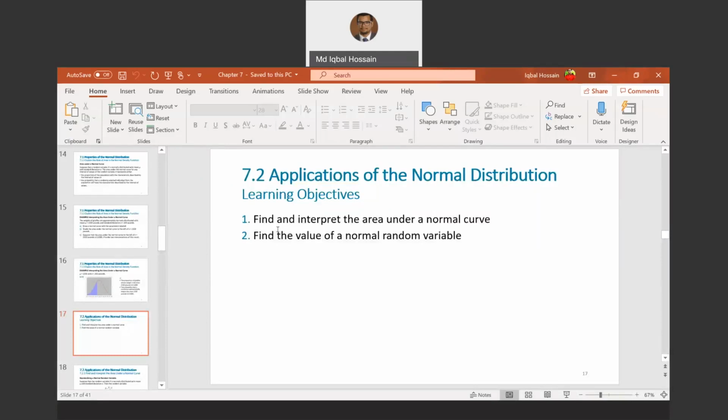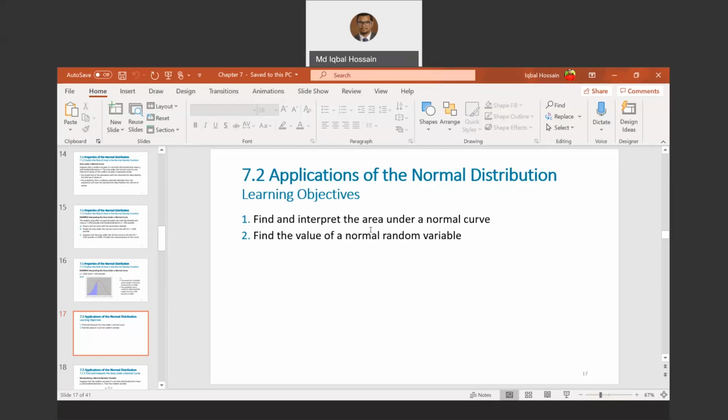Hello everyone. In the last class before spring break we finished section 7.1. So today we are going to start 7.2. We don't have anything complicated here. We discuss how we are interpreting the curve under a normal curve, and we are finding the variable values from a normal distribution, from a normal random variable.